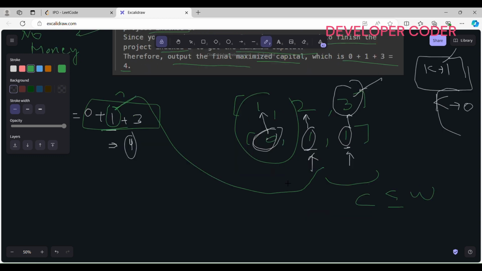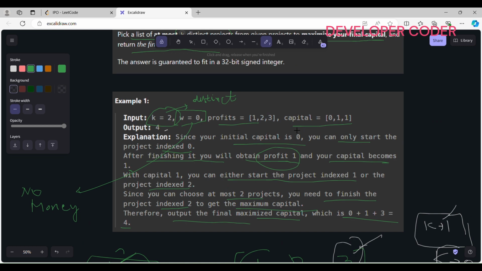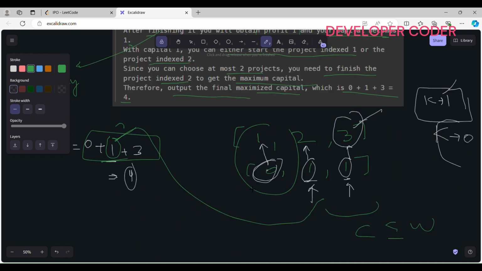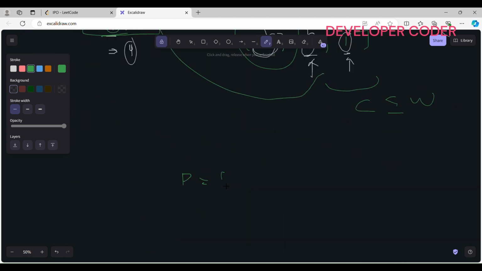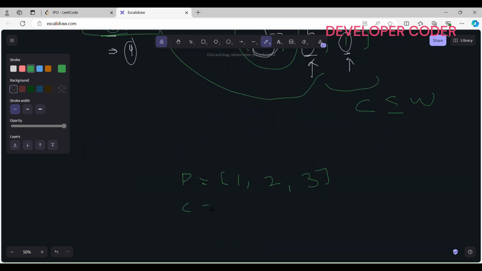So now let's understand how we are going to solve this problem. These are the profits given to us and capital given to us. Let me write my profits and capital. My profits are 1 2 3, and my capital is 0 1 1. Initially my W is 0 and my K is equal to 2.